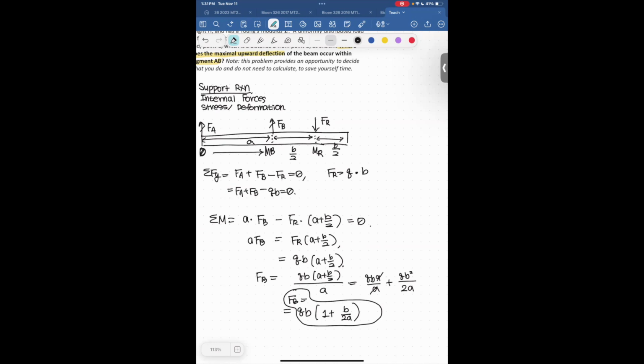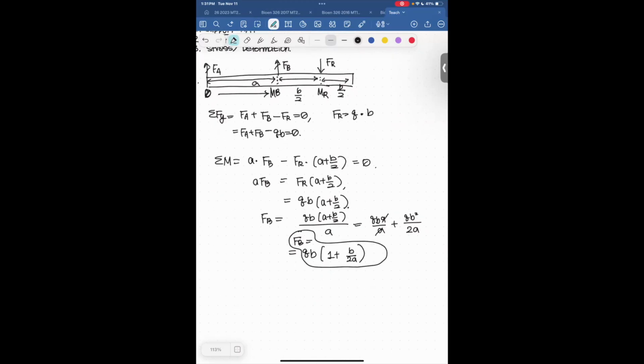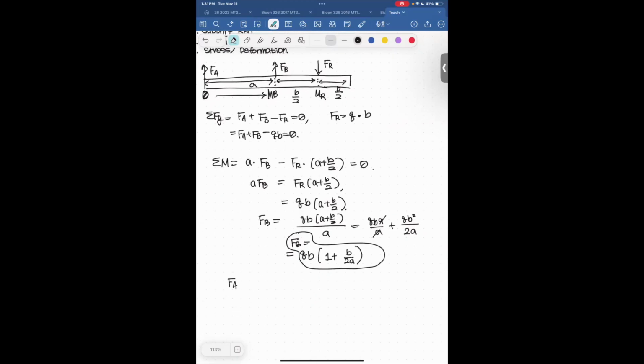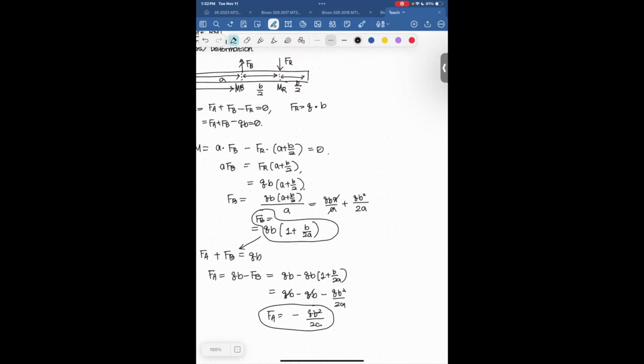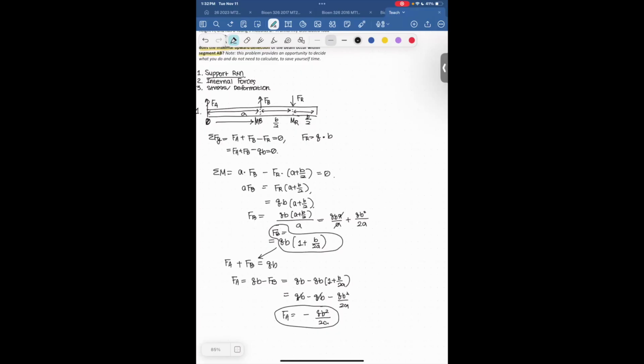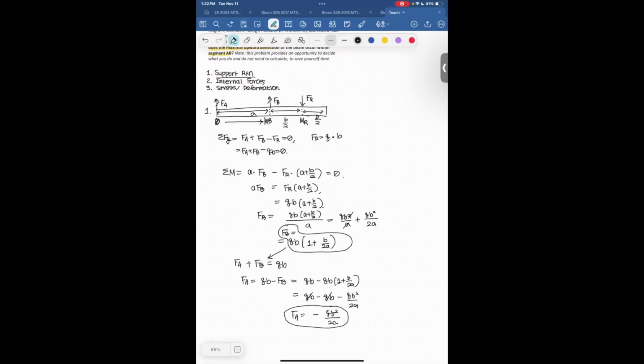We can plug this FB into our equilibrium in the Y direction, FA plus FB is equal to QB, and we'll get FA. As you can see, we can distribute this and cancel out. So we get that FA is equal to negative QB squared over 2A. I like to circle my support reactions because it's easier to refer to them later. Now that we have solved the support reactions, we're going to solve for internal forces.